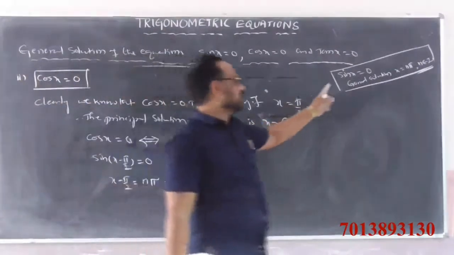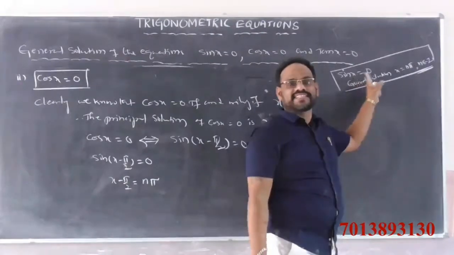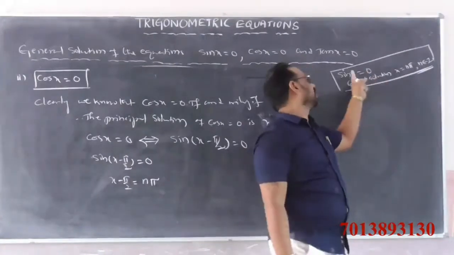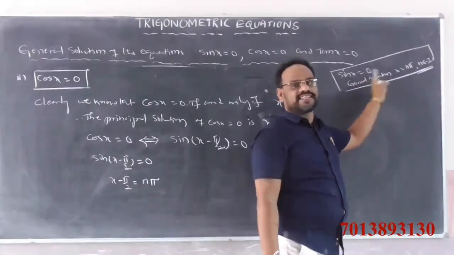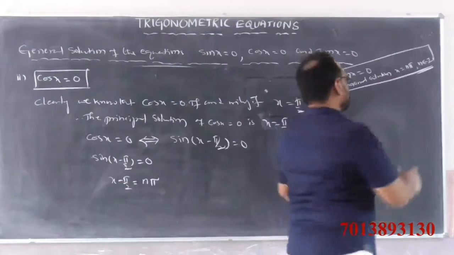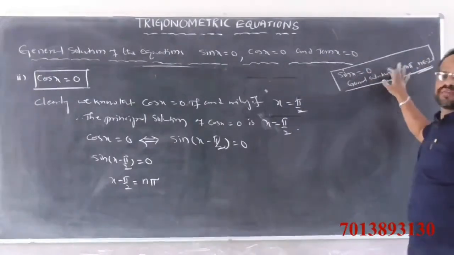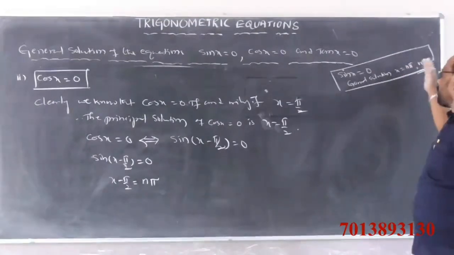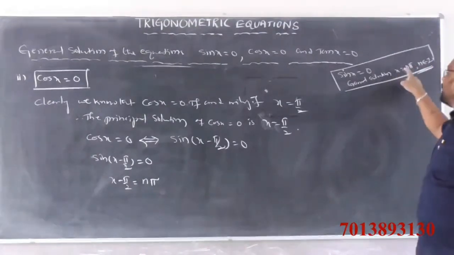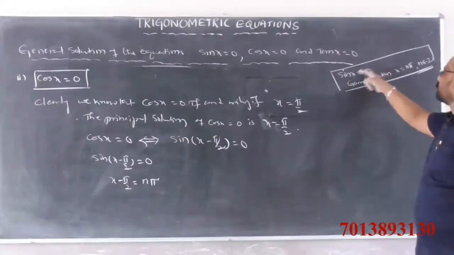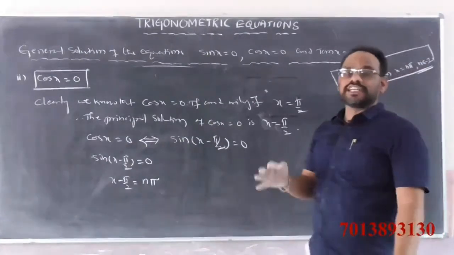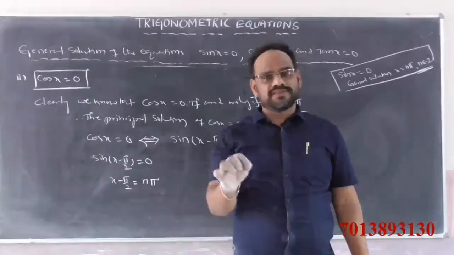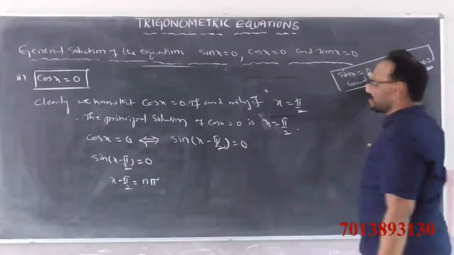Observe here. The general solution of sin x is equal to 0 is x is equal to n pi. At integral multiples of pi, the sin value is 0. That is 0 pi, 1 pi, 2 pi, 3 pi, 4 pi, 5 pi, 6 pi, 7 pi, 8 pi, and so on, and minus pi, minus 2 pi, minus 3 pi, minus 4 pi. At integral multiples of pi, sin is always 0. So the general solution of sin x is equal to how much?